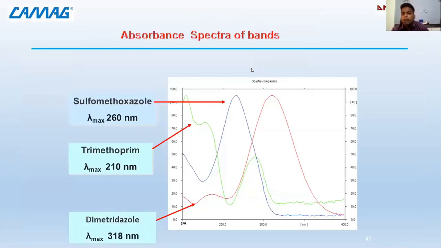Then absorbance spectra. Why are we taking the spectra? Because when we go for any specific band spectra, that will give you the lambda max value, and depending on that lambda max value you can find out which sample or which compound this is. So here you can see, for specific, we have sulfamethoxazole 260 nanometer, trimethoprim 210 nanometer, and dimethodoyl 318 nanometer. So 210 is a very low range UV. So this will also give you the response at a lower UV range. So this is the benefit.